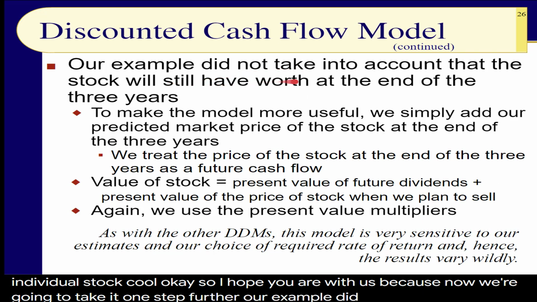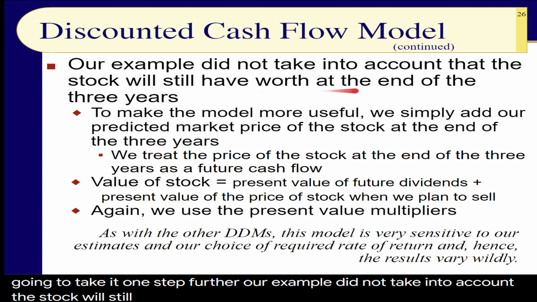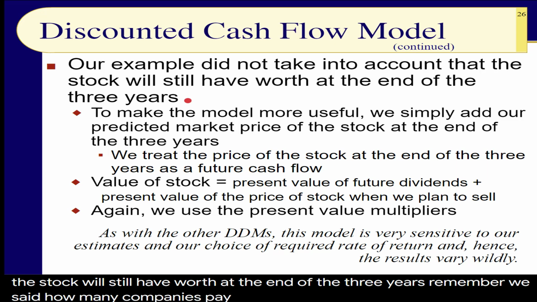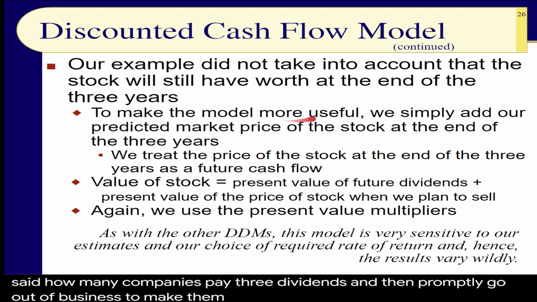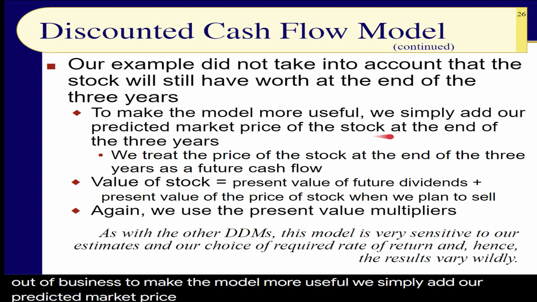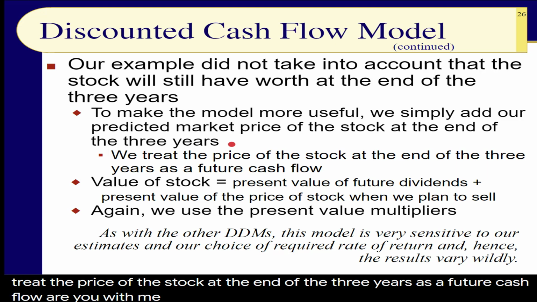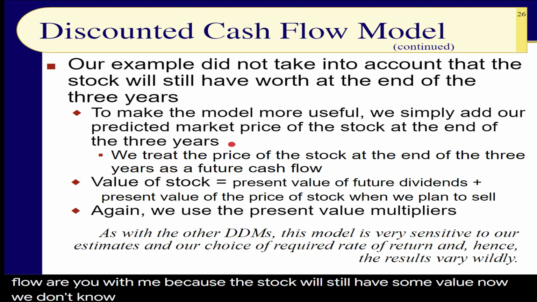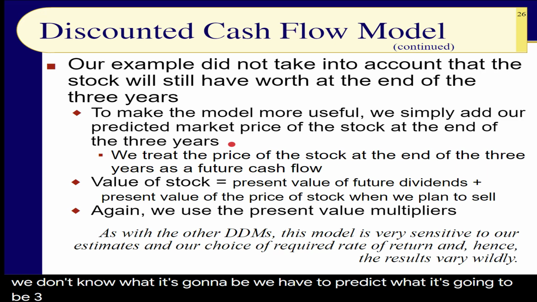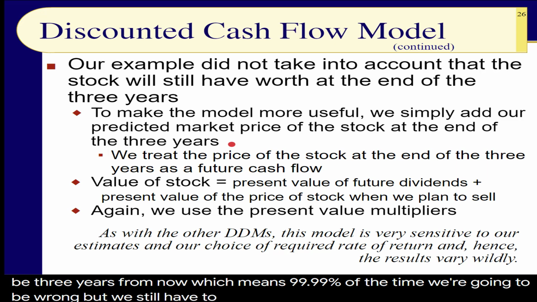Our example did not take into account that the stock will still have worth at the end of the 3 years. Remember, we said how many companies pay 3 dividends and then promptly go out of business? To make the model more useful, we simply add our predicted market price of the stock at the end of the 3 years. We treat the price of the stock at the end of the 3 years as a future cash flow. Are you with me? Because the stock will still have some value. Now, we don't know what it's going to be. We have to predict what it's going to be 3 years from now, which means 99.99% of the time we're going to be wrong, but we still have to come up with some kind of prediction.